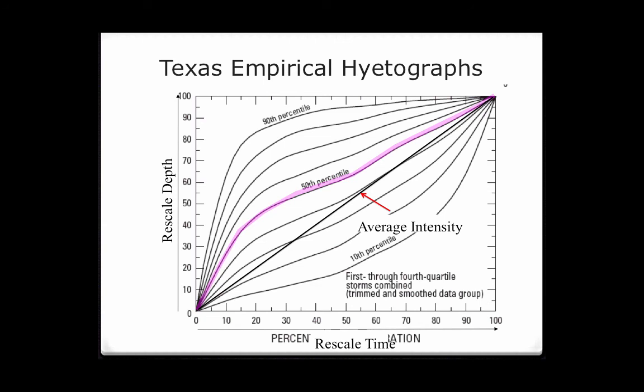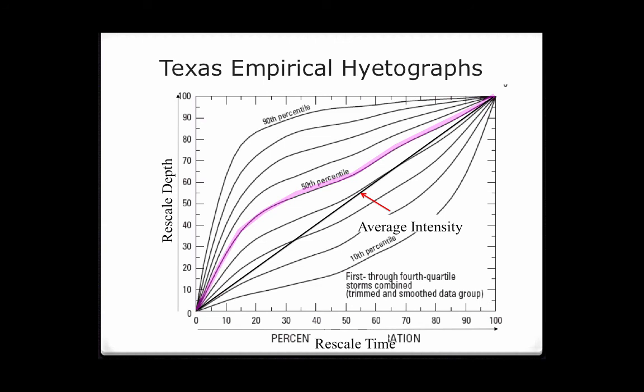And even less common is for it to be, I'm not sure if I really want to rain. Yeah, maybe I'm going to rain some more. Yeah, I'm going to dump on you. Okay? The more likely behavior is somewhere between this magenta line and the 90th percentile.